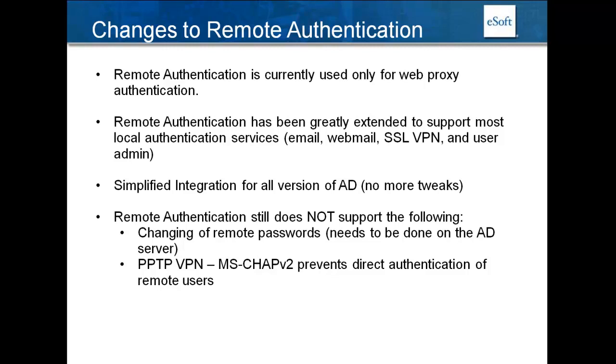The first one is you can't change your remote password. That still has to be changed on the Active Directory server directly. And the last one is PPTP VPN. PPTP VPN uses the MS-CHAP v2 protocol to exchange the encrypted password. There's no way to take that encrypted password, hand it off to Active Directory, have it decrypt it, verify it, and then hand it back. So unfortunately that is still not integrated, but with our SSL VPN, hopefully more and more people are moving away from PPTP and using the SSL VPN support instead.